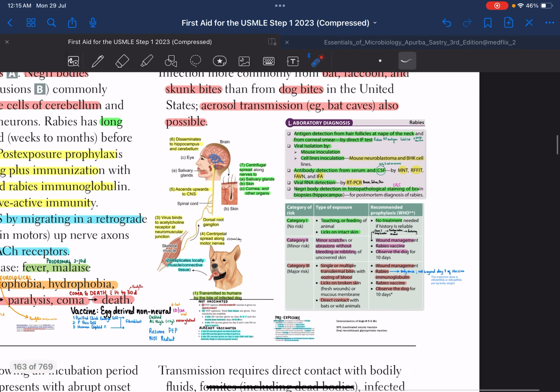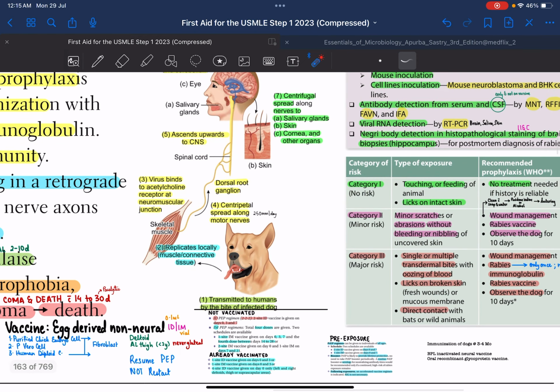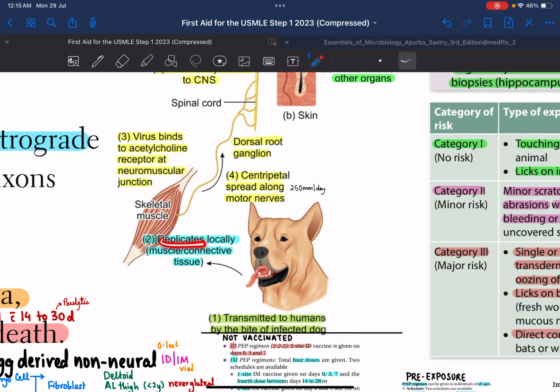Okay, now seeing the pathogenesis, first of all, the rabies virus is transmitted by the bite of rabid animals. The rabid animals might be a dog, a raccoon, or maybe a bat or something. So after the bite of the rabid animal, the virus replicates locally in the muscle or the connective tissue, after which it binds to the ACH receptor at the neuromuscular junction. After binding to the ACH receptor, it spreads in a retrograde manner, which is in a centripetal manner, that is from the axon ending to the cell body.